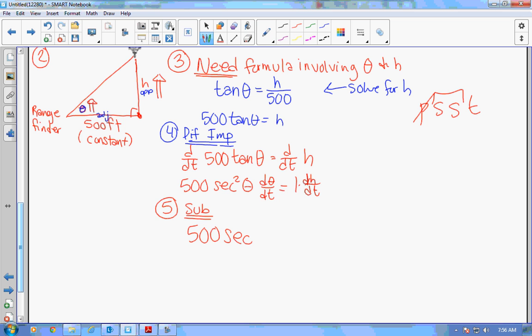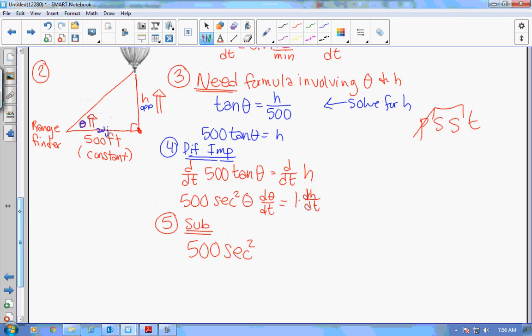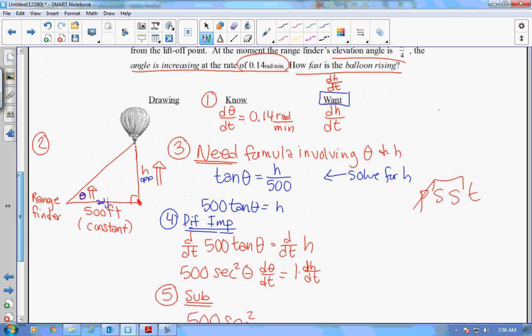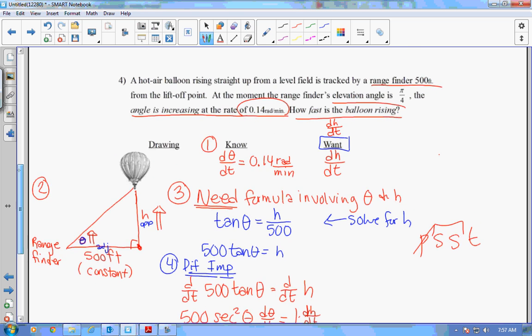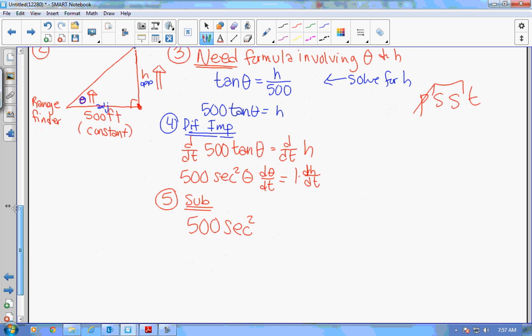Secant squared theta. Do we know theta? Yeah, pi over 4. So we're finding how fast the balloon is moving when theta has reached pi over 4. So now we can plug it in. Pi over 4 equals dh/dt. And that's what we wanted. dh/dt is already isolated.